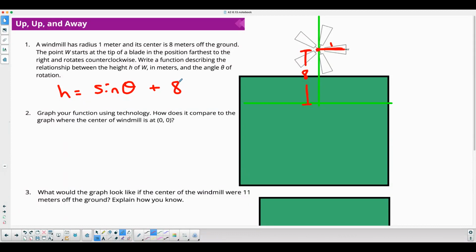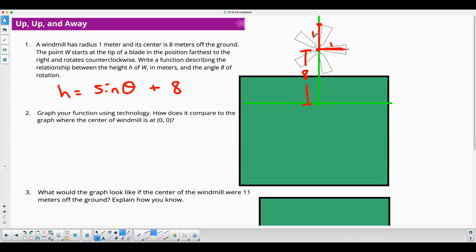Because if you think about it here, your sine at 0 is 0, but the height is 8 units above, or 8 meters above. Now when my windmill rotates up here to the top, my angle is pi over 2. I'm now going to be at 9. So the sine of pi over 2 is 1, but then you got to add the 8. So what ends up happening is when my windmill gets moved above, it's kind of like a vertical translation. So that would be my function there. Okay, we would usually use Y instead of H, but that's what the problem says.